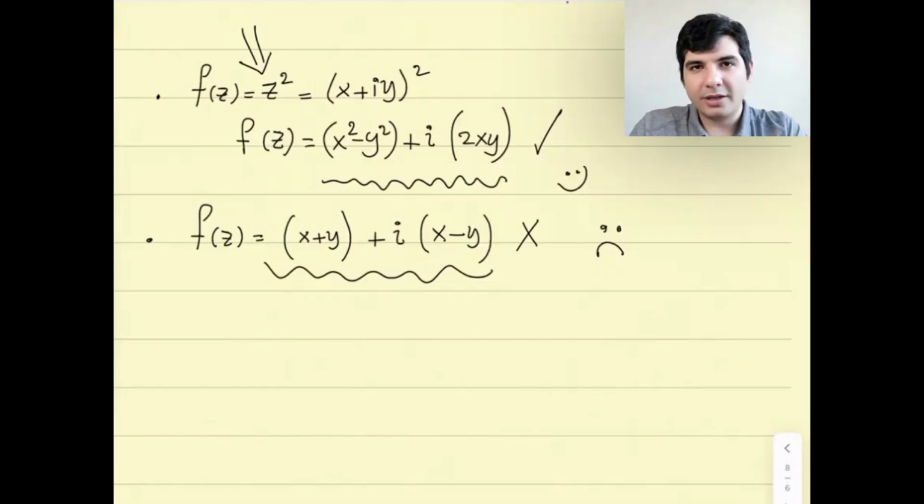And it's a theorem. A polynomial in x and y is complex differentiable everywhere if and only if you can translate it to a polynomial which only has terms in z, right? You can think about why that's the case.